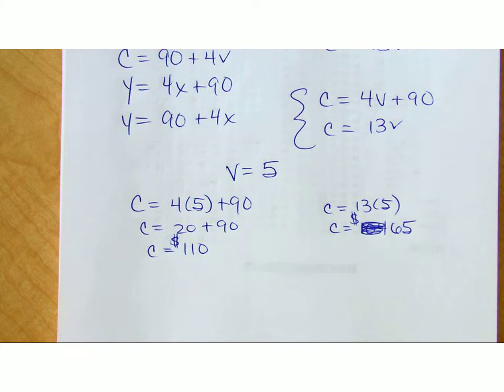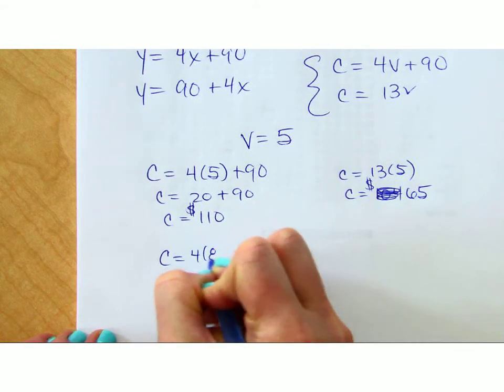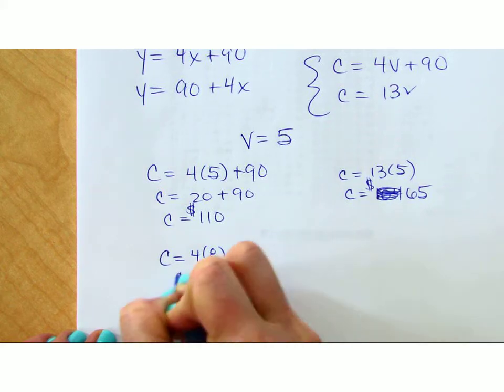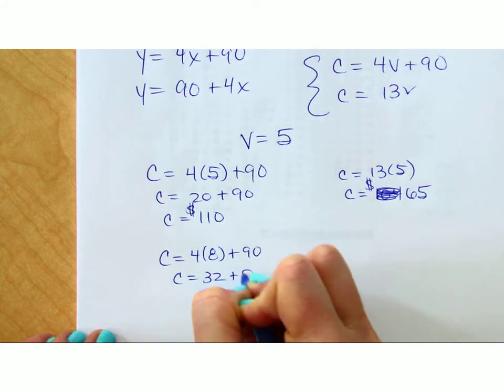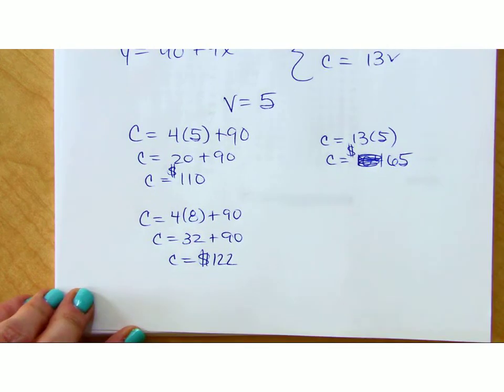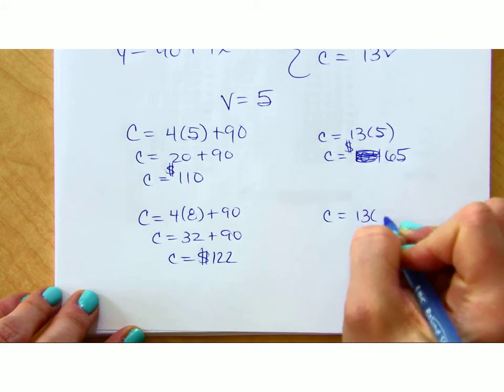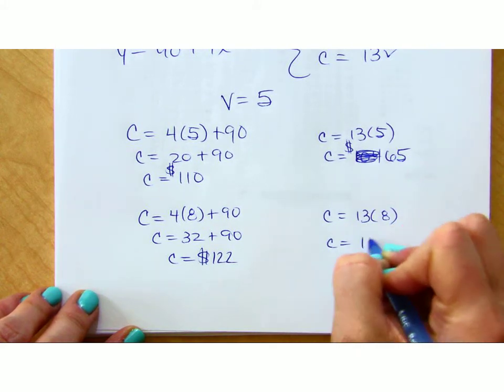Let's say you wanted to go 8 times. Is option 2 still your best bet? I don't know. Let's find out. So this time I'm going to do 8 visits. My cost at 8 visits is $122. And this is where I got my 104 from. Still cheaper.